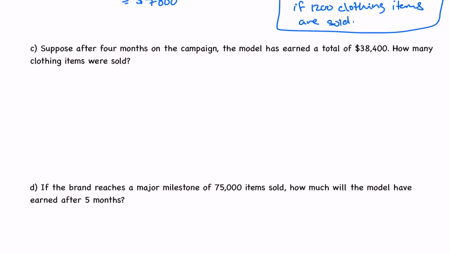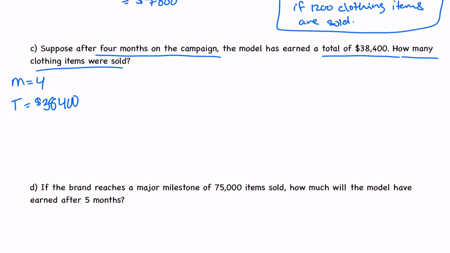Part C says, suppose after 4 months on the campaign, the model has earned a total of $38,400. How many clothing items were sold? So let's write down what we know first. We know that the model has worked 4 months on the campaign, so M is equal to 4. And we know that the total earnings is $38,400, so T is equal to $38,400. What we don't know is S. We don't know how many clothing items were sold. So now we can plug this into our total earnings equation to solve for S.